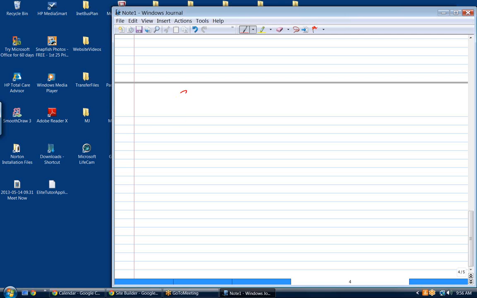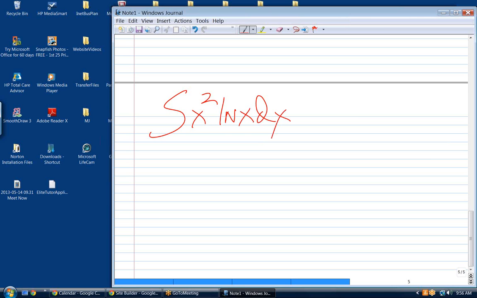How about x squared natural log x? Based on LIPET, what would I let u equal to? And what would I let dv equal to? U would be x squared. Remember LIPET? The top L stands for log, which means that if there is a log in one of these functions that we're trying to integrate, then that's what you should let u equal to.